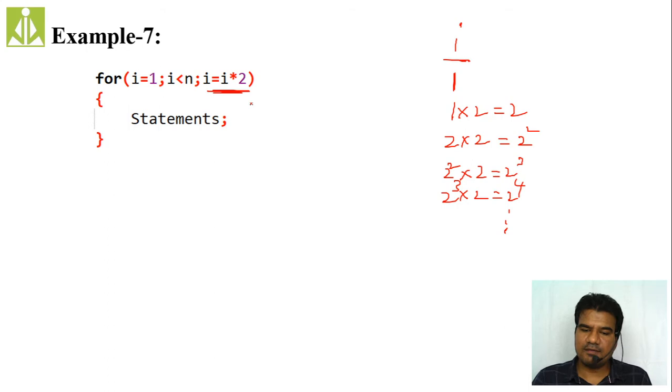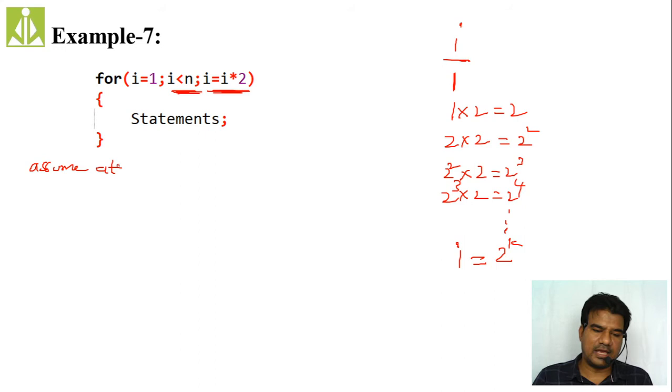When I value is 2 power k, we consider this condition will break. So what is my consideration over here? When I value goes to 2 power k, my condition will break. So we are assuming in that way. I'm writing over here, assume at 2 power k, I becomes greater than n. So when I becomes greater than n, what is I value? 2 power k.